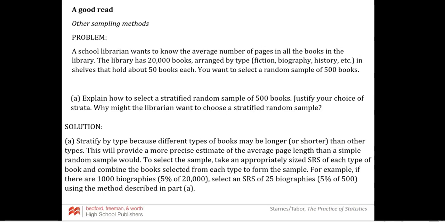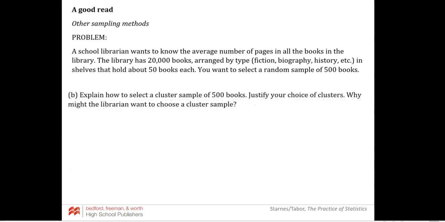They said if, for example, there were 1,000 biographies, that's 5% of 20,000. So 5% of 500 is 25. So you would sample 25 of the biographies, randomly. So you have all the biographies together and you randomly choose 25 of the 1,000. Again, you just do it in a proportional manner and set that up.